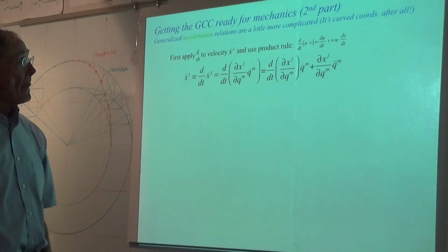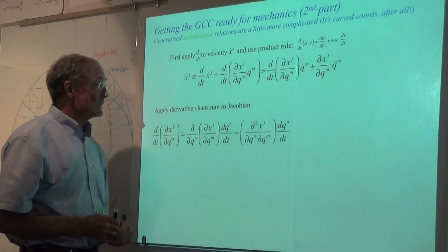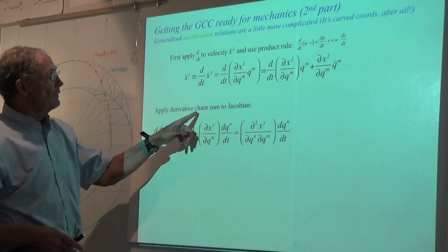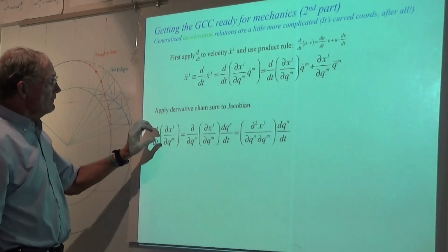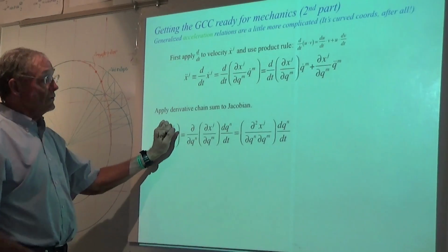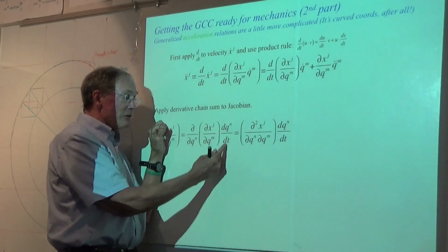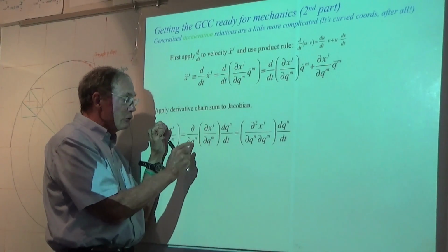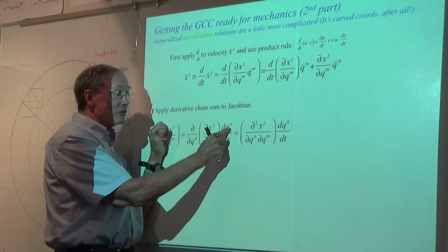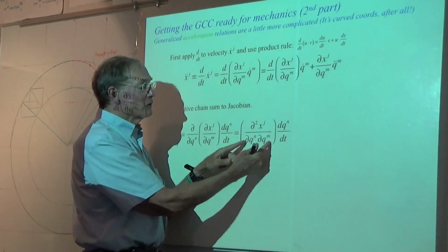Okay, so what we're going to do is apply the derivative chain sum to the Jacobian. We're going to say the derivative of this thing is equal to a sum over the velocities times the partial of this thing with respect to q_n. And this is the velocity n. Okay? So we're going to get a thing that looks like that.